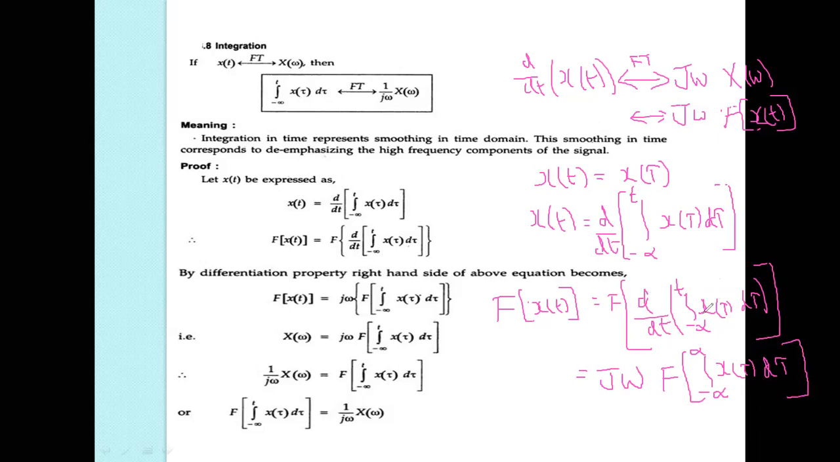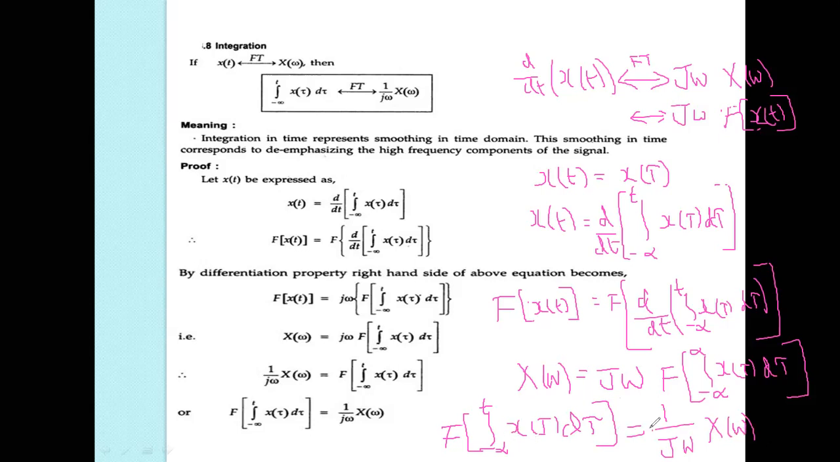Fourier transformation of d by dt of x of t is nothing but j omega into the Fourier transformation of the signal. What is the Fourier transformation of x of t? X of omega, on the left hand side. Now see here, rewrite the expression by cross multiplying. The Fourier transform of the integral from minus infinity to t of x of tau d tau is equal to, after cross multiplying, 1 by j omega into X of omega.